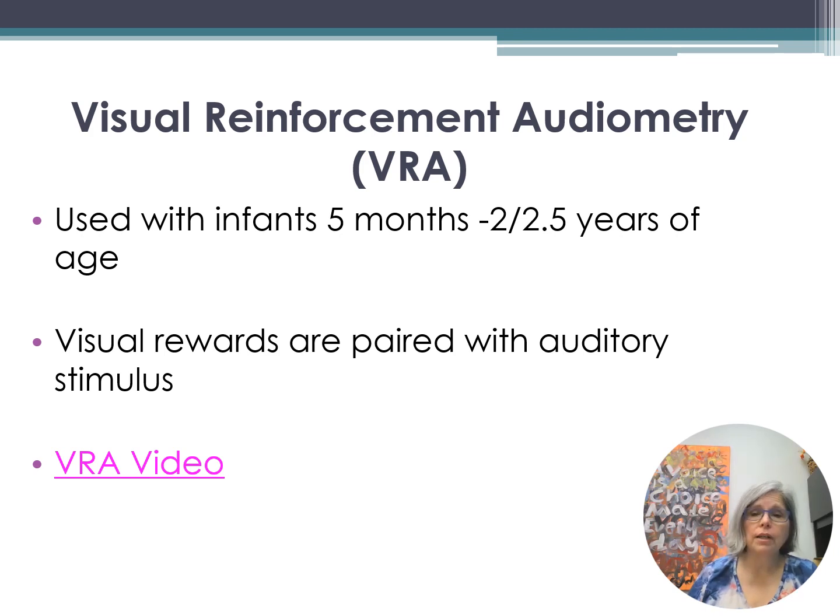As an adult, the person can attend to the task, follow instructions, and complete an audiogram the way we usually think of it. But when you want to test a very small child, they can't sit and follow instructions quite the same way. So a couple strategies that are used are visual reinforcement audiometry. This is used in very, very young children, infants from 5 months to 2 to 2.5 years of age.